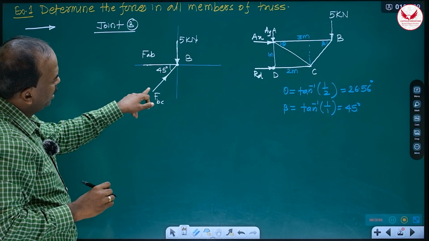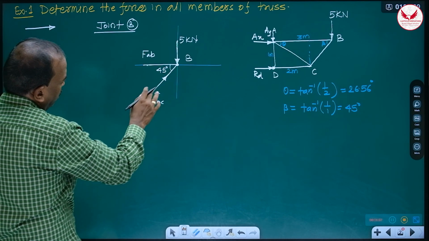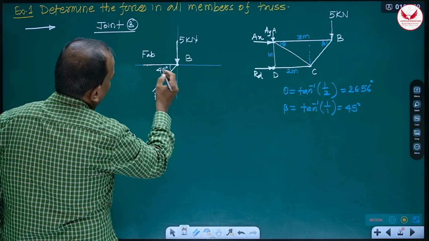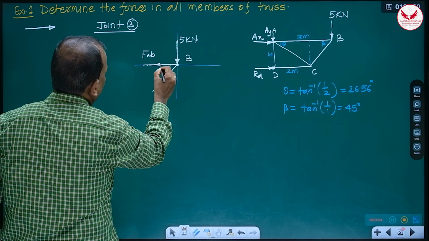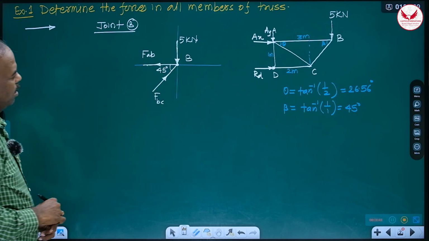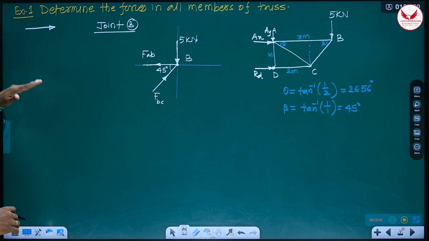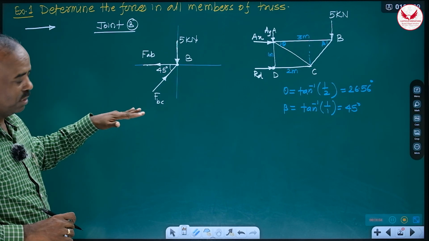And when it is upward, this direction is towards the joint. Towards the joint means compressive. Now again this force is towards the right. To balance this, it cannot be towards the left, so this must be towards the left, which means it is away from the joint. So it is a tensile member. And now you will 100% get a positive answer, and a positive answer means your assumption is right.